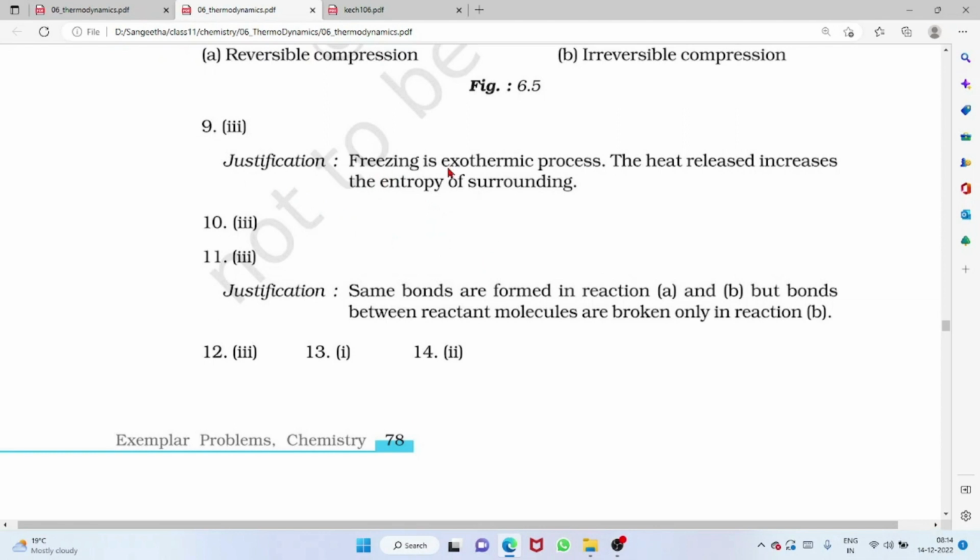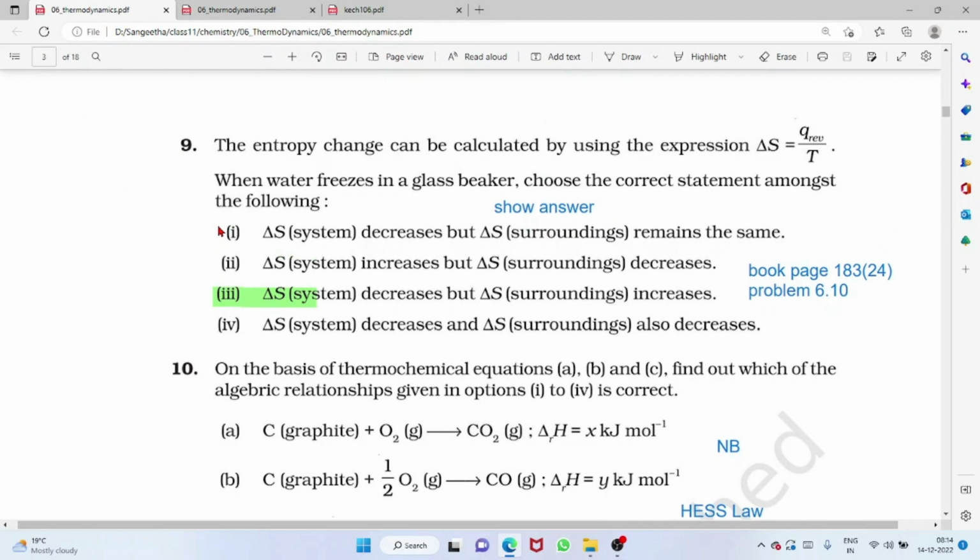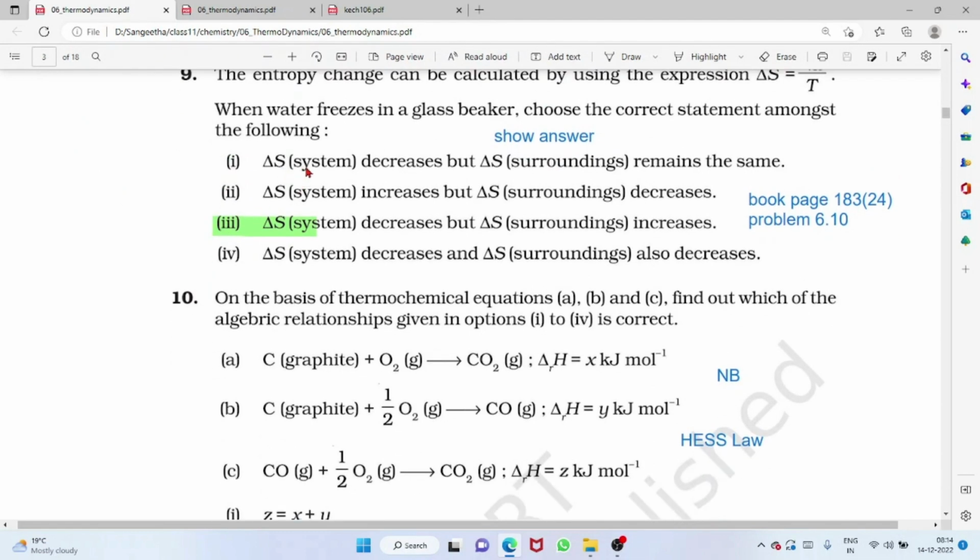Justification for the answer: freezing is an exothermic process. Heat released increases the entropy of the surrounding. Now here you see, entropy of the system decreases but entropy of the surrounding remains the same. That is wrong. Delta S of the system decreases but delta S of the surrounding increases. This is the correct answer. The system decreases and surrounding increases. Delta S decreases but also decreases: no, this is not the correct answer. So this is 24.